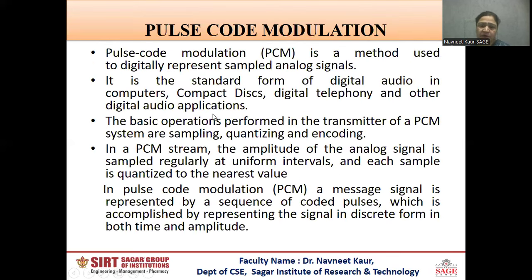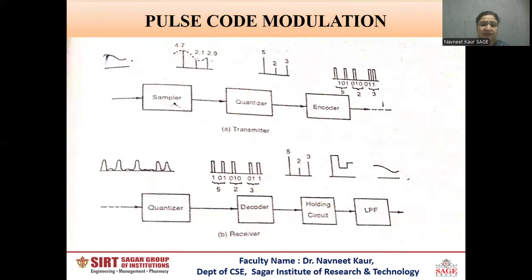Now, we already know what sampling is and what quantization is. Now we can come to pulse code modulation. In pulse code modulation, the amplitude of the analog signal is sampled regularly at uniform intervals and each sample is quantized to the nearest value. In pulse code modulation, a message signal is represented by a sequence of coded pulses, which is done by representing the signal in discrete form in both time and amplitude.